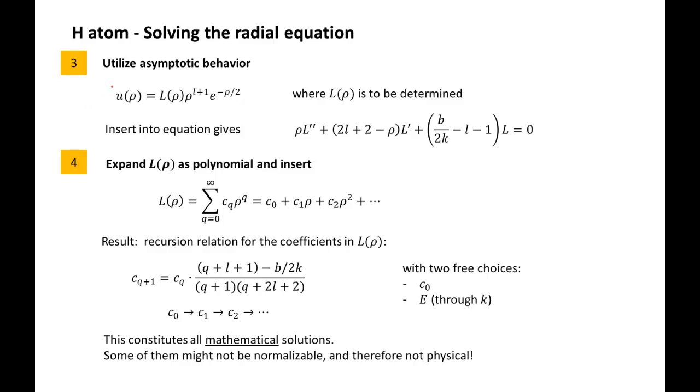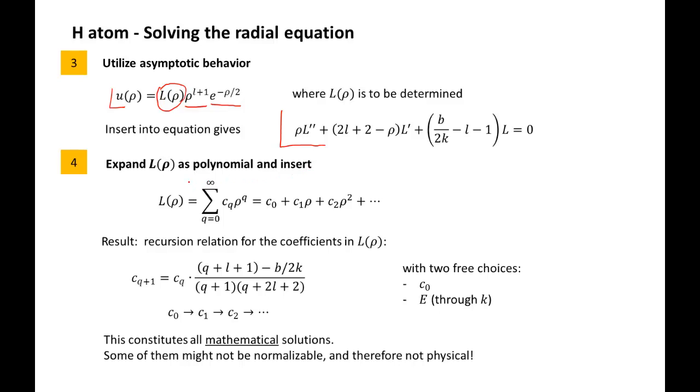Next step. Let's utilize this asymptotic behavior we found and write u now as a product of the first asymptotic term we found times the second asymptotic term we found times some function L that collects the remainder of the behavior and still needs to be determined. If we insert this expression for u in the previous differential equation, we'll get this equation here. It does not look very promising at this point, but it will be very easily solvable using a power series method.